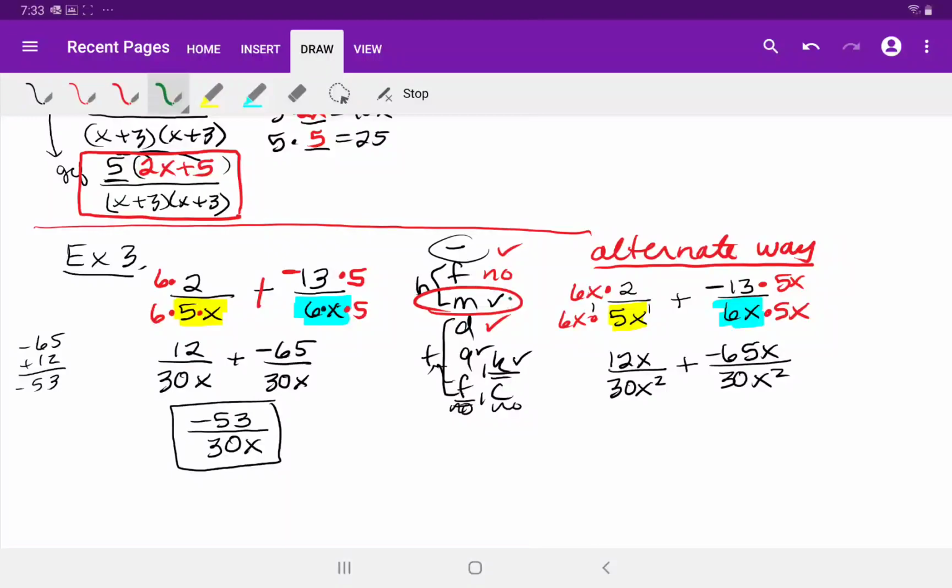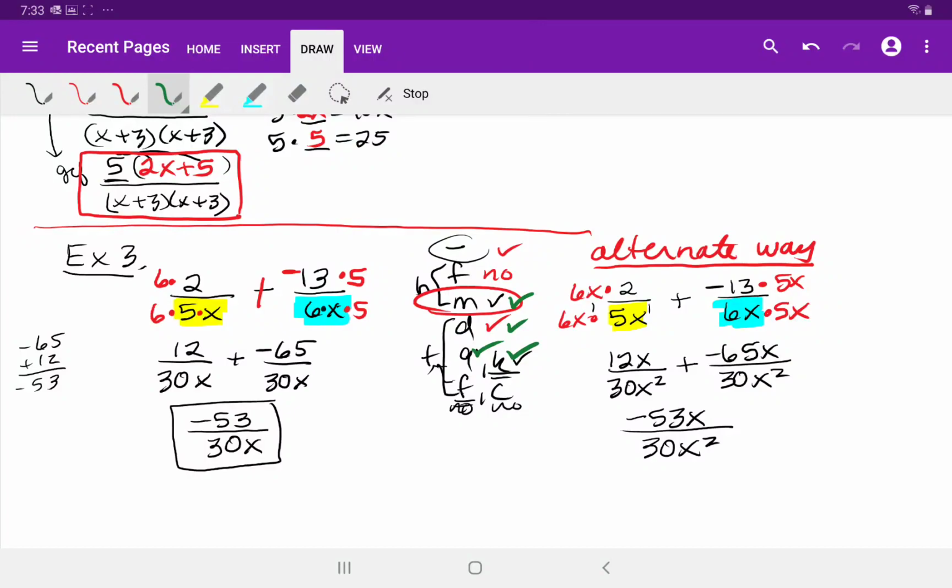I just did the match step. I did the D step. I'm now on the A step, so I need to add. Add the numerators, negative 53x divided by 30x squared. So I did my K-ing, my keep the denominator.